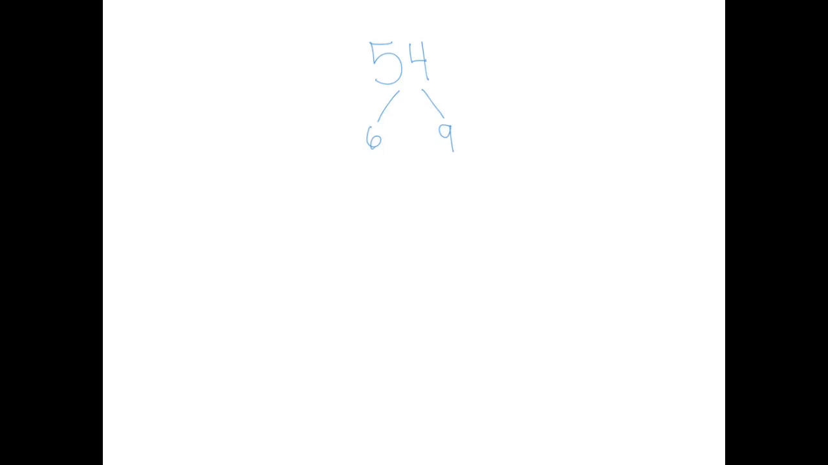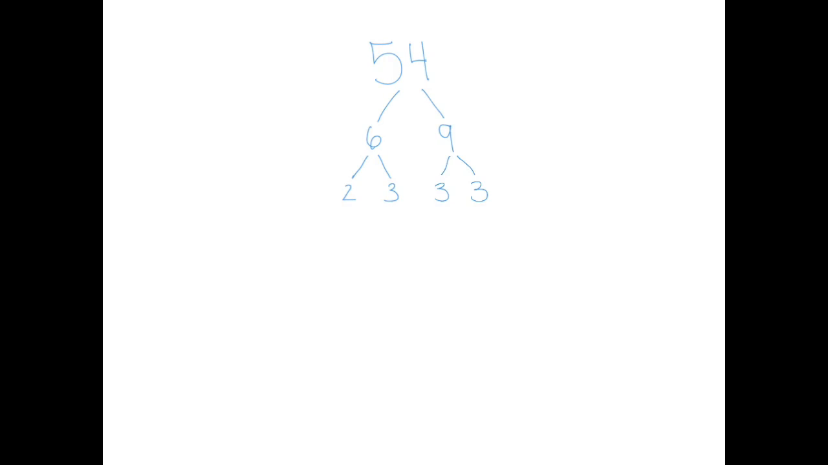Since 6 has other factors that go into it, I'm going to give it 2 branches and write 2 and 3 because 2 times 3 gives me 6. Then I need to figure out, is 9 prime? 9 is not prime, so I'm going to write out what multiplies to 9, which is 3 times 3.